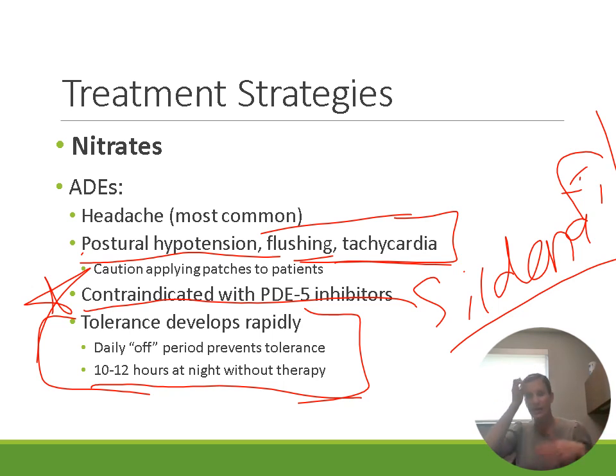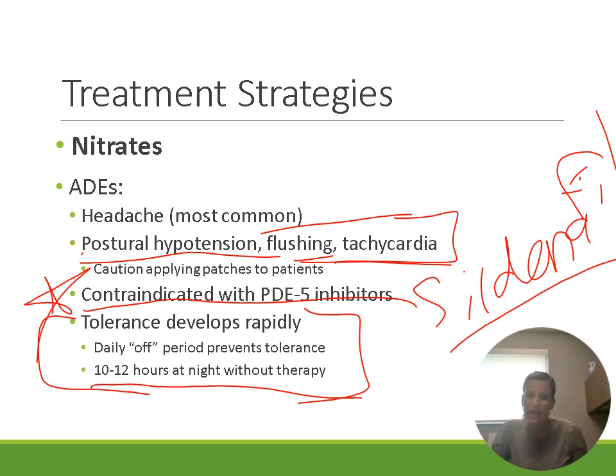So the patient will take it first thing in the morning, right? The isosorbide dinitrate. They get up in the morning and they take it. Within a half an hour, it starts working, works throughout the day. At night, within like 12 hours, it's worn off. At night, they don't take it. But at night, they're resting, so they don't have that increased demand on their heart, so it's fine. And then in the morning, they take it again. So it's like 12 on, 12 off.